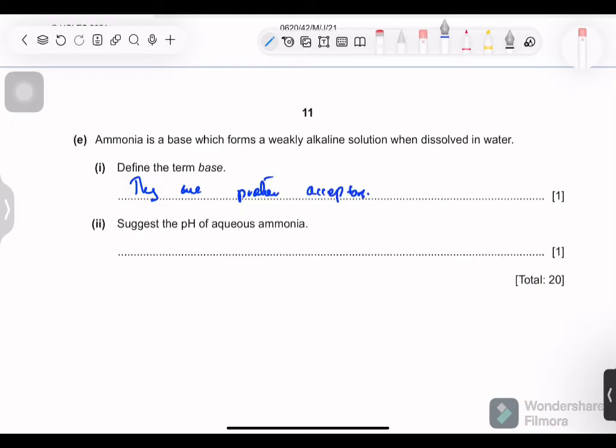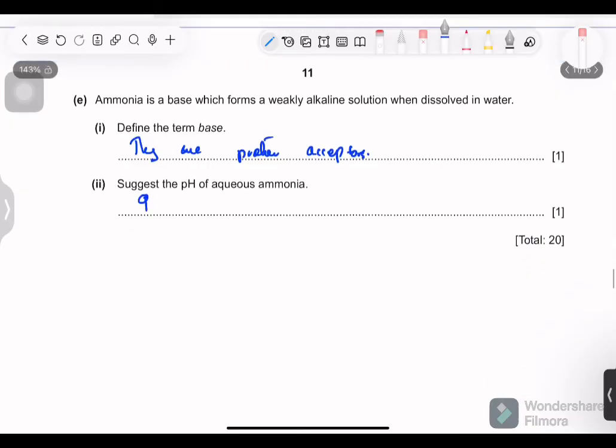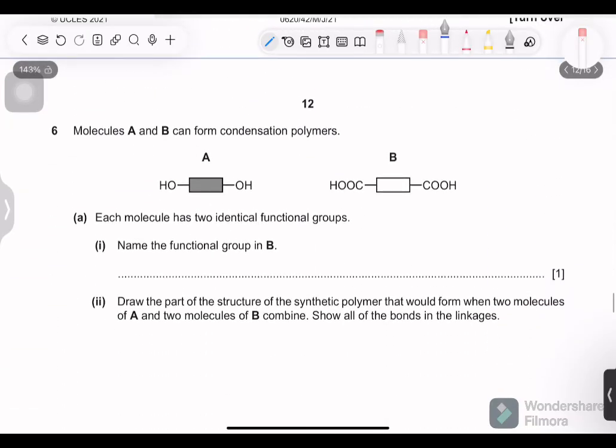Suggest the pH of aqueous ammonia. Of course, ammonia is an alkaline gas, so it should have a pH greater than 7, but it is not a strong one, so it should be near 7, so 8, 9 maybe. Next, molecules A and B can form condensation polymers. Each molecule has two identical functional groups. Name the functional group in B. So COOH is the functional group, carboxylic acid.